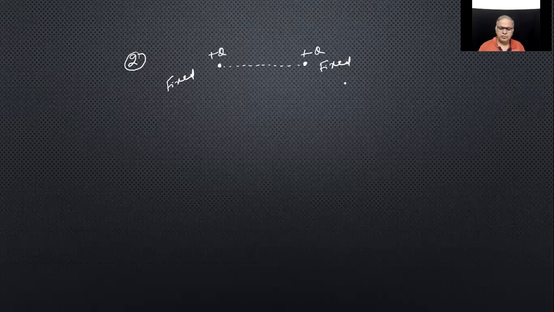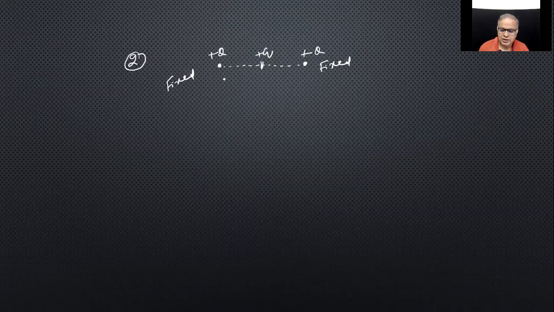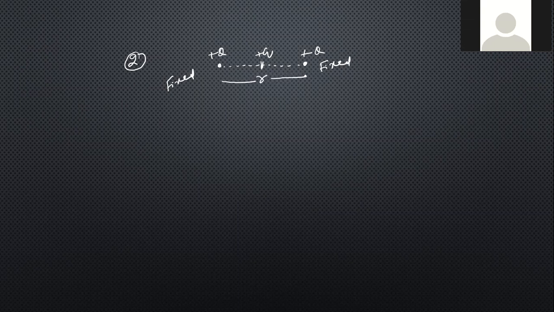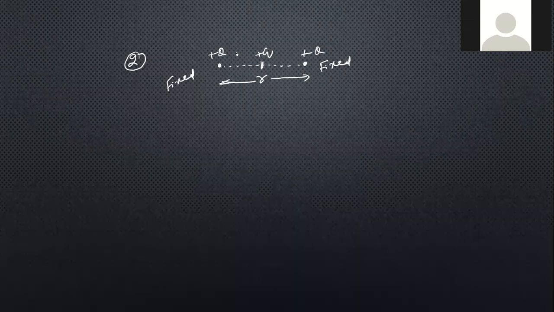Okay. So plus q is fixed. This plus q is fixed. Now, we know that if I place the plus q here, the plus q will be in equilibrium, right? Because in the previous question, we found the net force is 0. This is R. We placed it at R by 2.